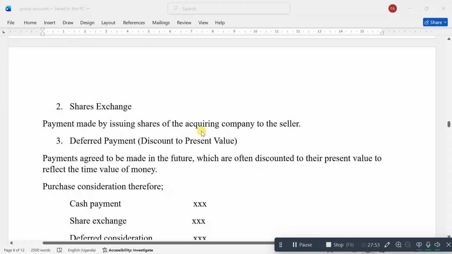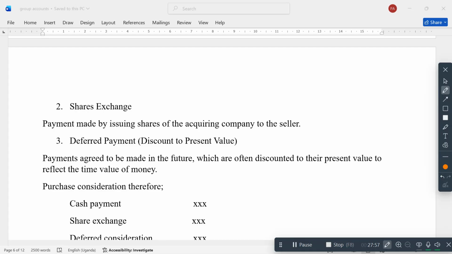That is share exchange, whereby instead of paying cash, you may make a share exchange. They can give you a question whereby there is something like share exchange, and that's the consideration paid. You are exchanging shares, payment made by issuing your own shares to the company you're acquiring.